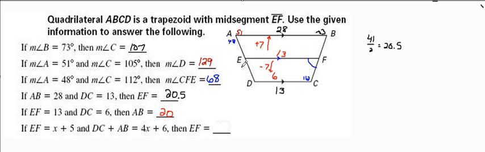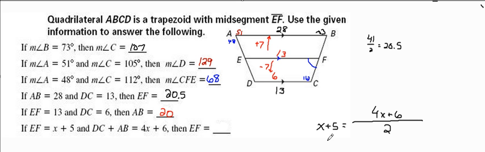Now the last one. Got quite a lot of work to do here, well, just the setup. They say EF, the midsegment, is x plus 5. And remember we said the midsegment is equal to the average of the other two segments. Now DC plus AB, those are the two bases. They're already added together for us, and we get this quantity 4x plus 6. But to show that the midsegment equals the average of those two, we need to divide that by 2, because that's what you do with averages. You add the segments together and then you divide by 2.